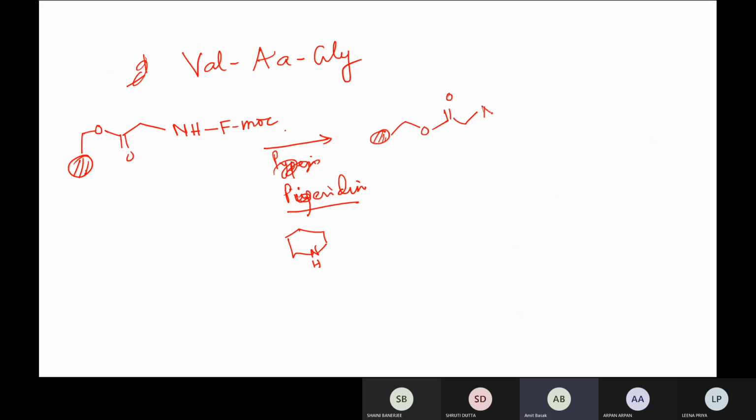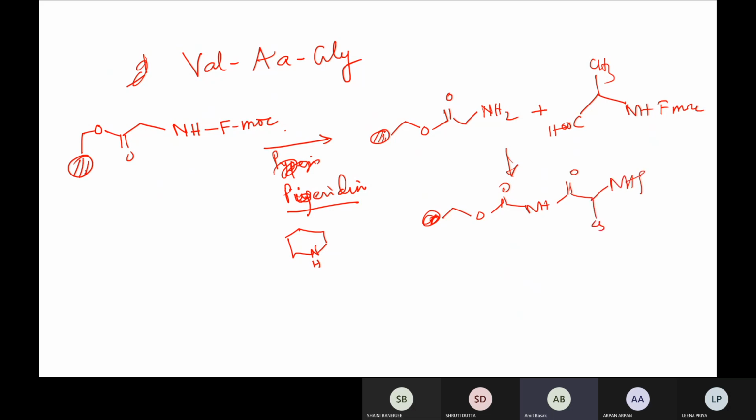So glycine, now NH2 is free. So you add what? Now alanine you have to add. What is alanine? Alanine has a CH3, and this should be free, and that should be again FMOC. So you get OCO, NH, and then CO, and CH3, and then NH, FMOC. Then you take the FMOC off. Again, deprotection. The FMOC comes off.